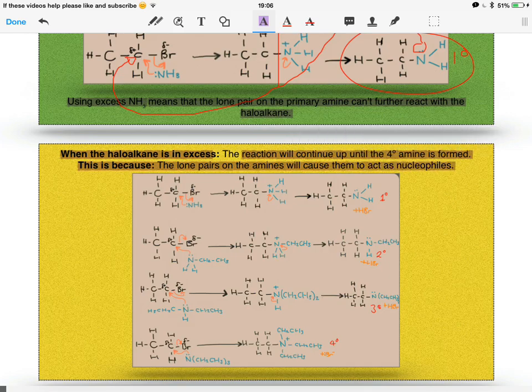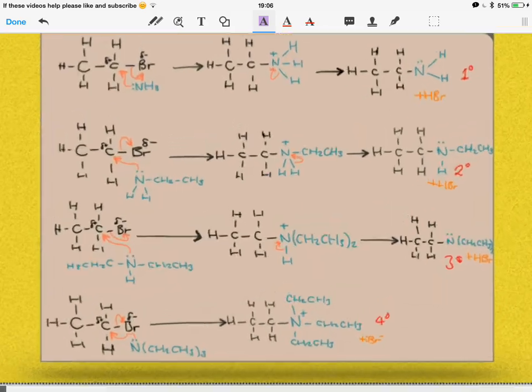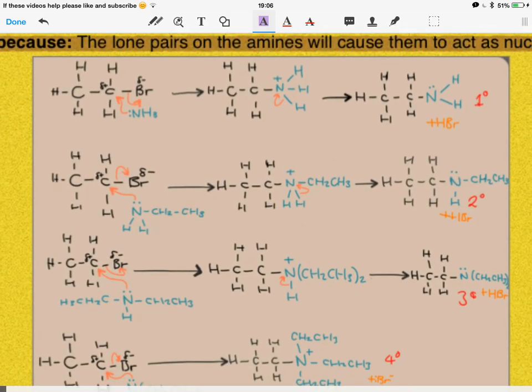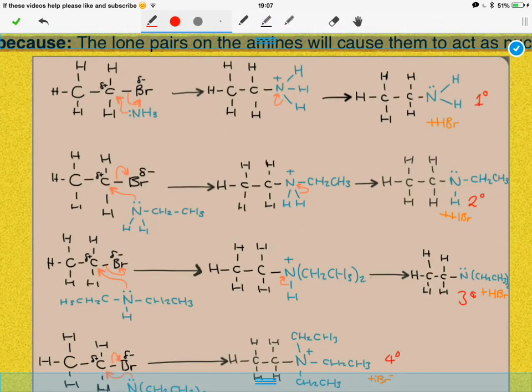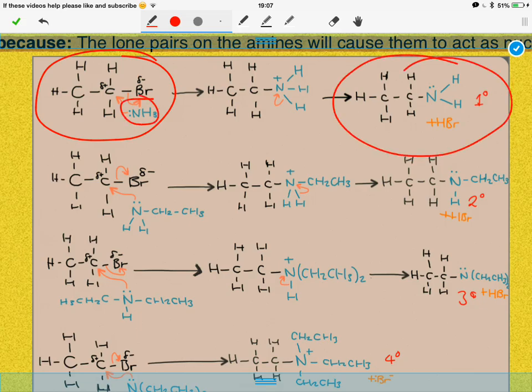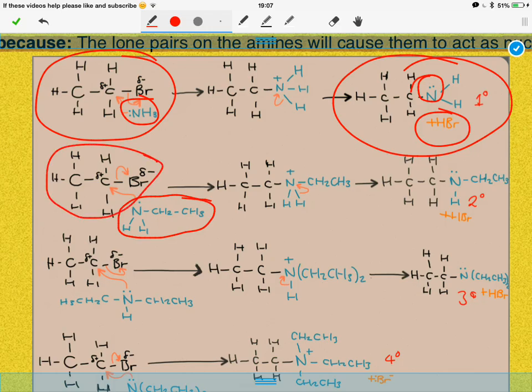I'm not going to go through this in particular detail because it's literally the same mechanism each time. But let me just say that this is your haloalkane from the beginning. This reacts in the nucleophilic substitution reaction with ammonia to form the primary amine, which I've just gone through, releasing HBr. Because of this, this can then react as a nucleophile, which I'll show here. So this nucleophile reacts with our haloalkane, which was in excess.